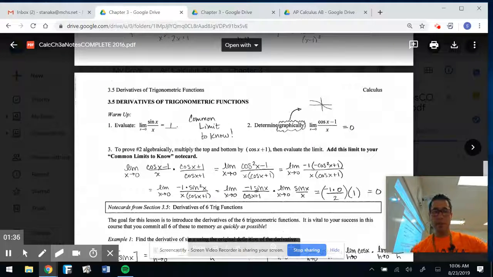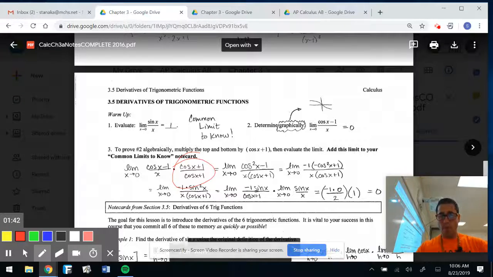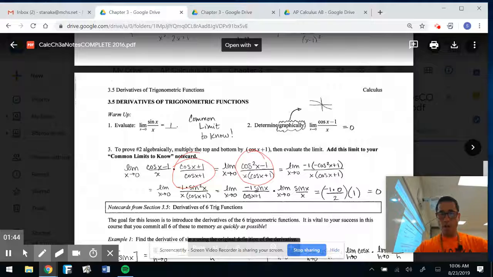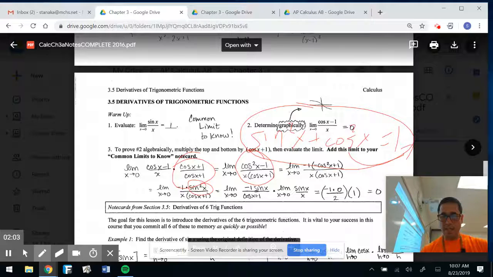Booyah! There's our answer right there. So you multiply it by the conjugate. You get this result. That should be a little bit familiar. Now, what they did is use sine squared x plus cosine squared x equals 1. That's the most famous Pythagorean identity you've used. And if we bring the cosine over there, that's how they get that sine squared x.